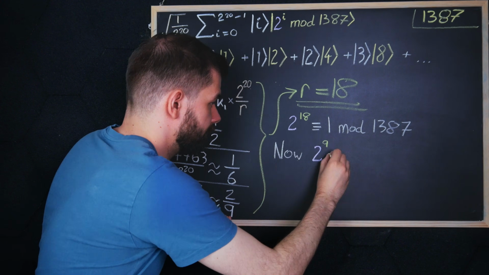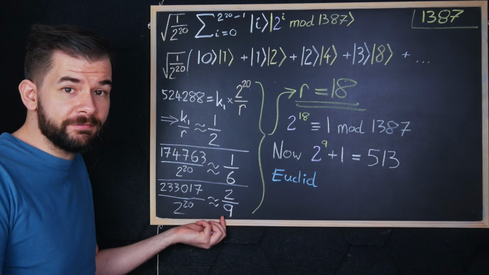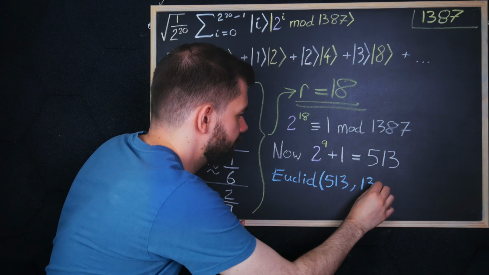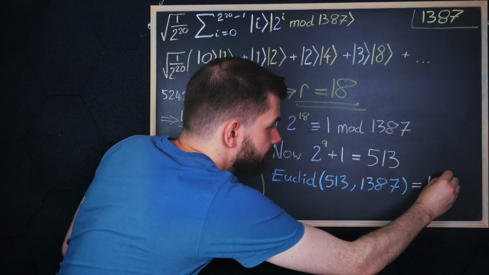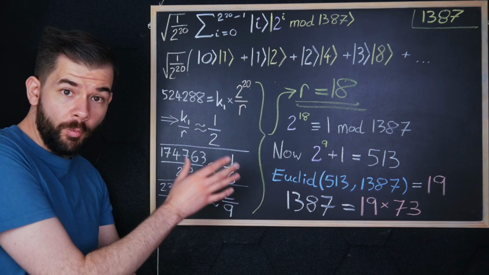Now we can do that high school trick to find 513, and since it isn't a multiple of 1387, it must share a factor. So applying Euclid's algorithm, we find a common factor of 19. Dividing gets us the other factor. Phew, so that's how we get there.